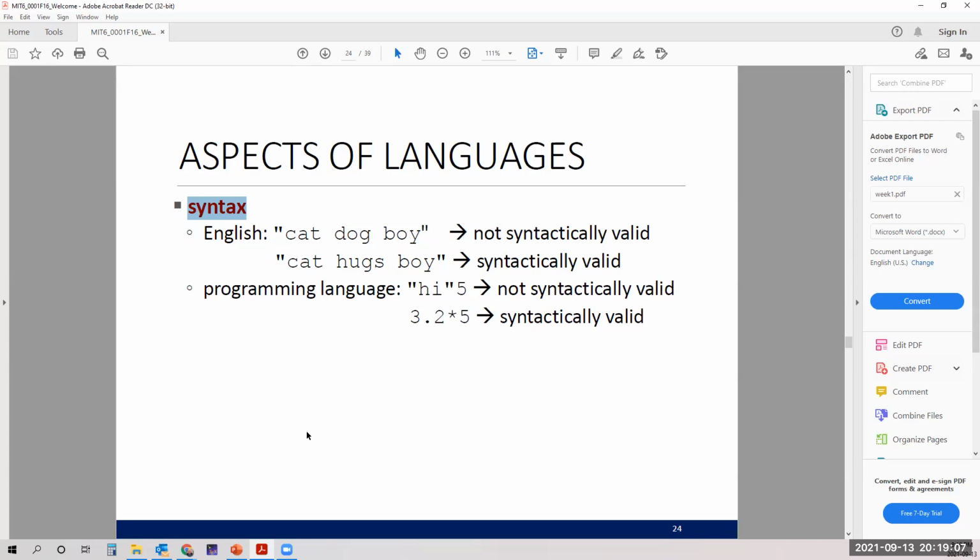In programming languages, if I write between double quotes "hi", then 5, it's not valid. But if I write 3.2 times 5, this is valid, and the programming language will understand. And as you may know, the star means the X in mathematics, which is times.